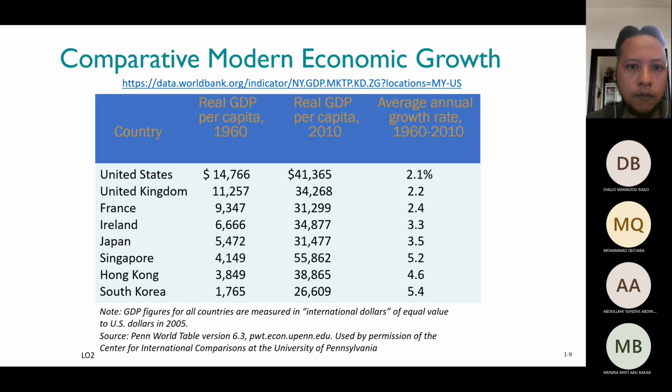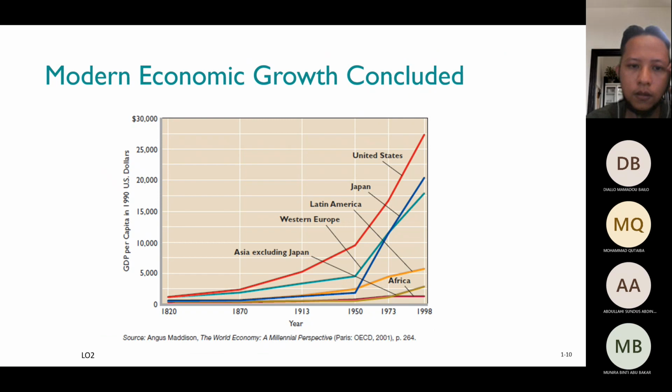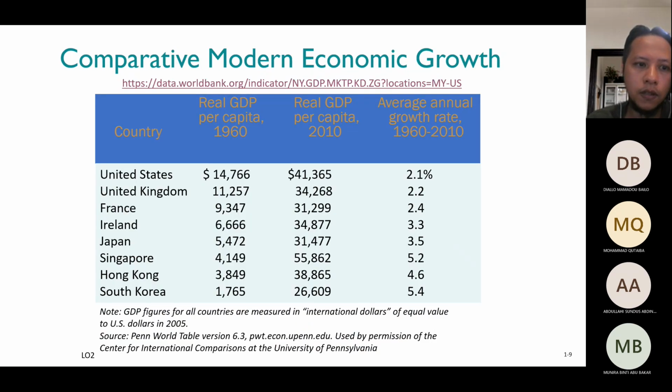Yeah, so if you look at some figures, let me just open this one. So here, this is the figure of real GDP per capita in 2010. Right, so there are differences. Here, for example, in the United States, GDP per capita in 1960 is almost 15,000. In 2010, it is 41,000. Average annual growth rate 2.1%.